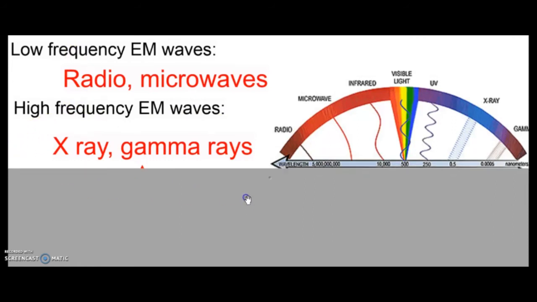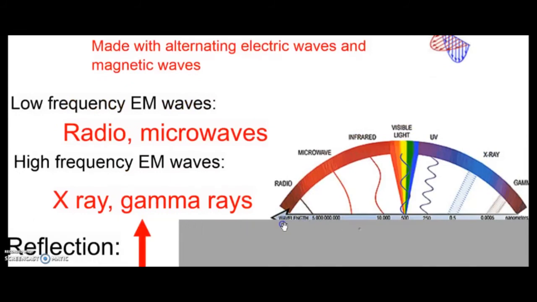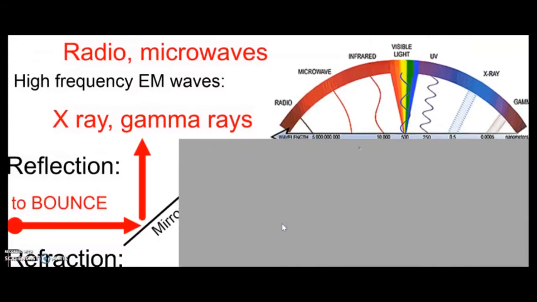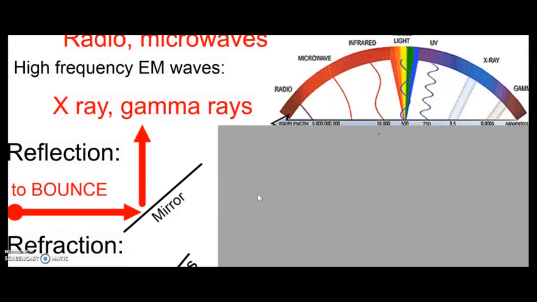Okay. Now there's two more terms that I want you to know. They have to do with this word reflection. A reflection is to bounce off of something. So you guys all have had a mirror and you've all seen light bounce off of that mirror. Now this other word we have, refraction, you might not know quite so well.